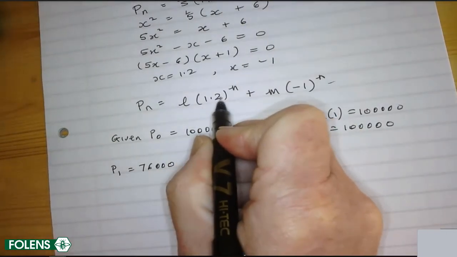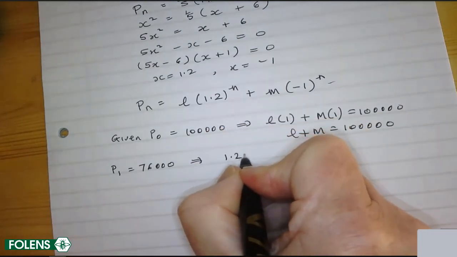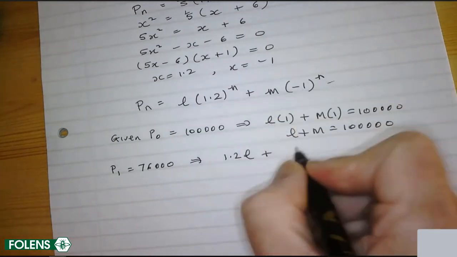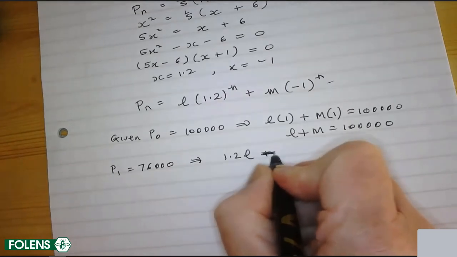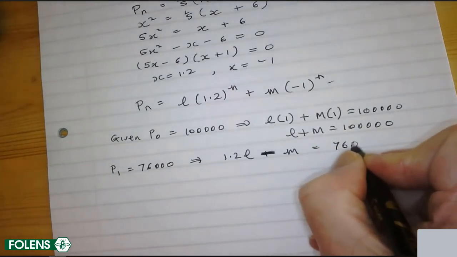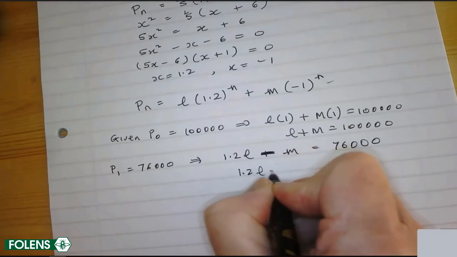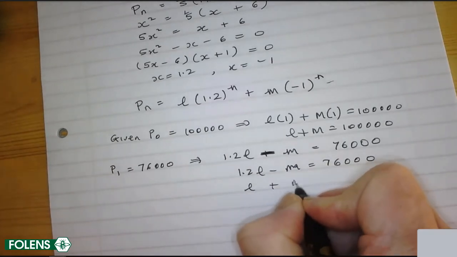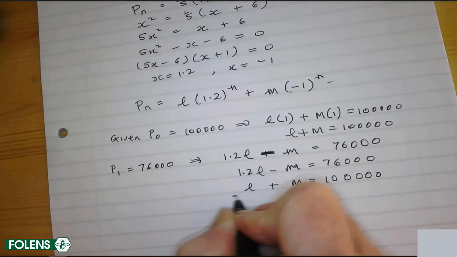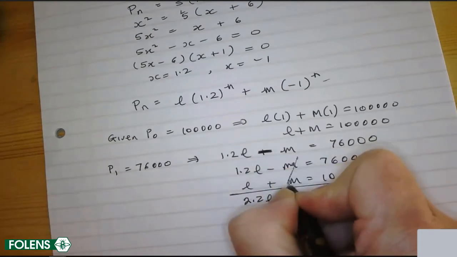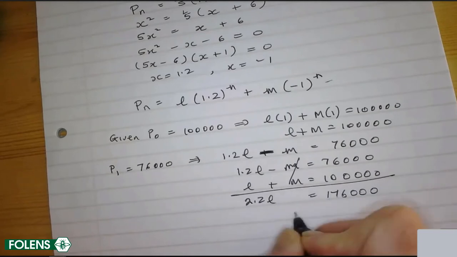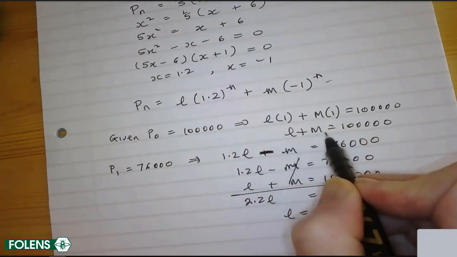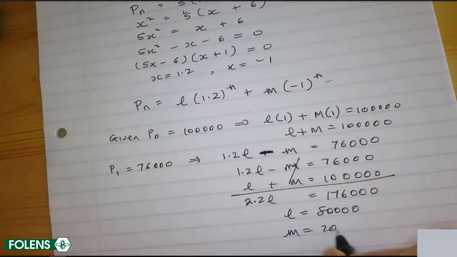Let n be 1. 1.2 to the power of 1 is 1.2, and when you multiply that by L, you get 1.2L. Minus 1 to the power of 1 is minus 1, by M is minus M. So we have 1.2L minus M is 76,000. And the other one was L plus M is 100,000. When we add these two equations, the M terms cancel and we get 2.2L is 176,000. When we divide that by 2.2 on our calculator, we get that L is 80,000. And since L plus M is 100,000, M must be 20,000.